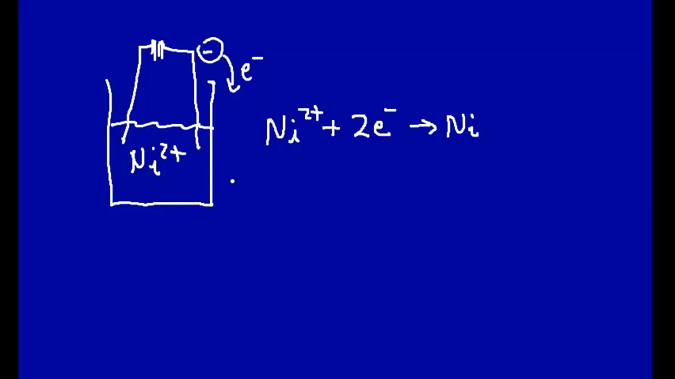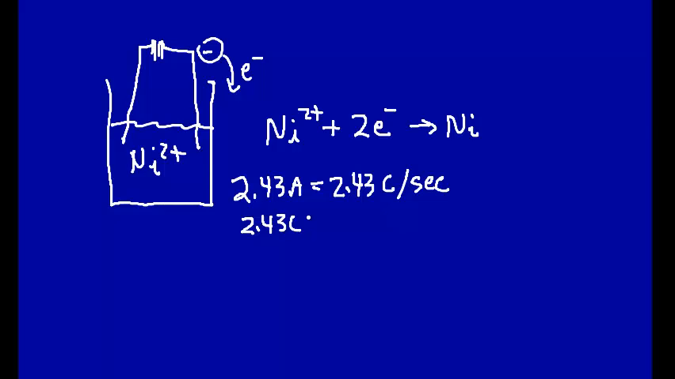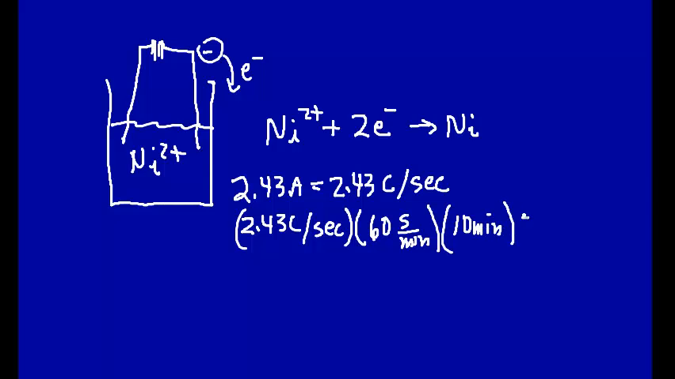All right, so let's do the calculation. 2.43 amp, that's 2.43 coulomb per second. We put that through 10 minutes. We want the total charge we put on there, so 2.43 coulomb per second, and there are 60 seconds per minute, and that was 10 minutes. So the total charge that went through the cell was 1.46 times 10 to the third coulomb.